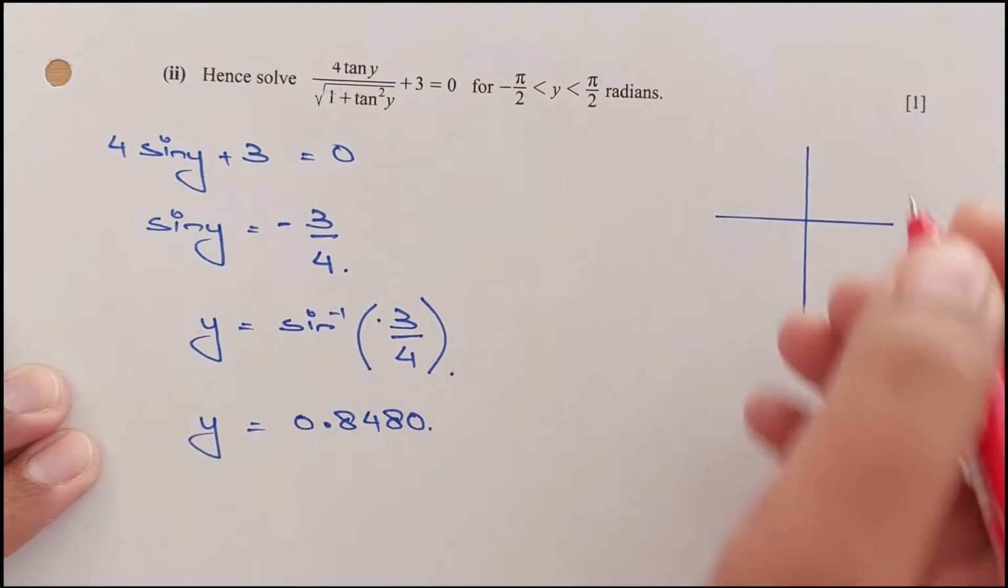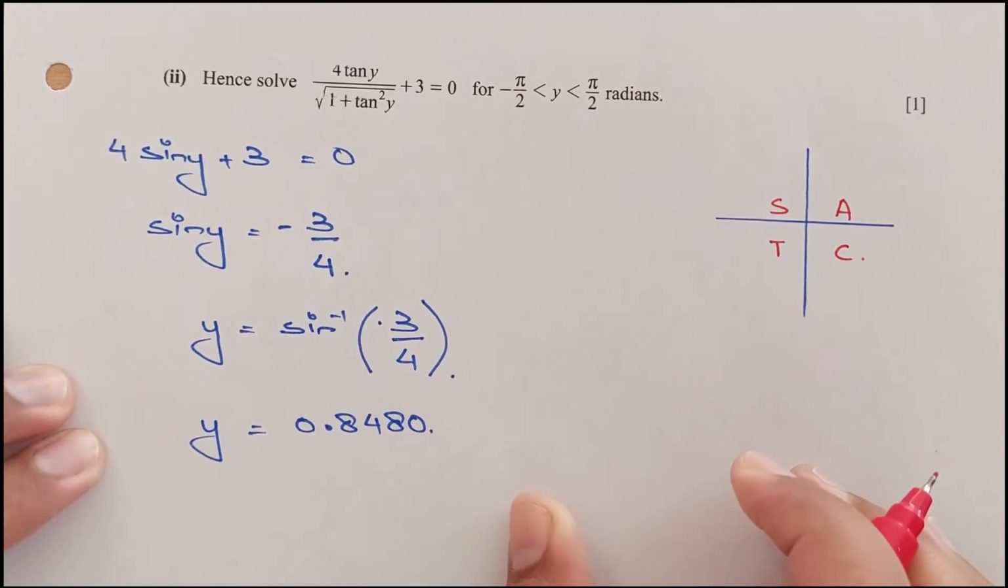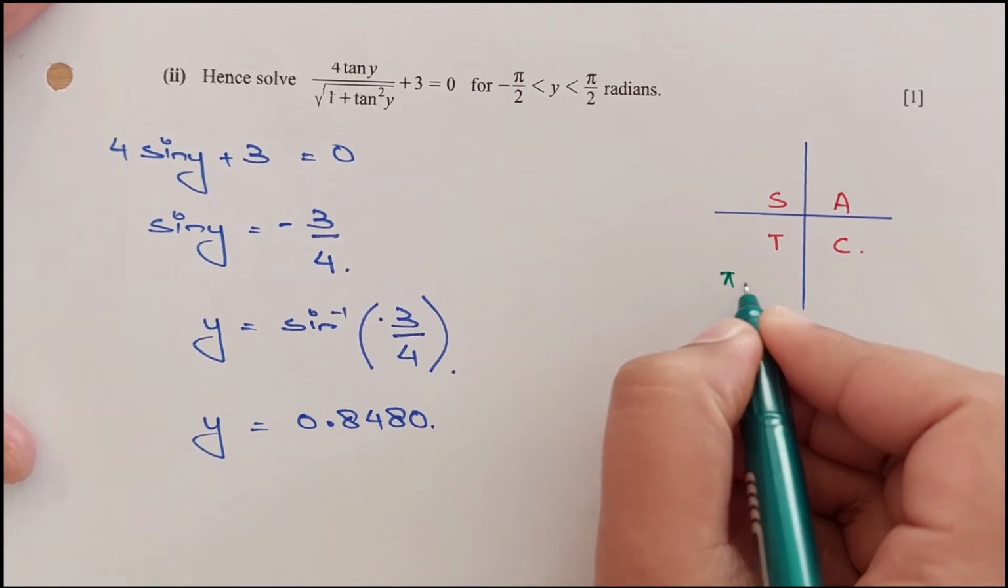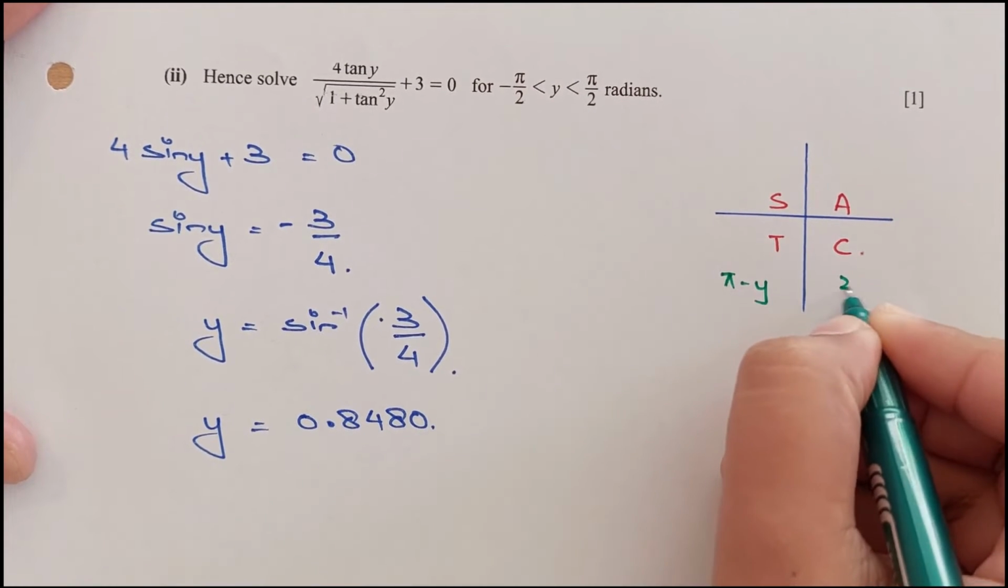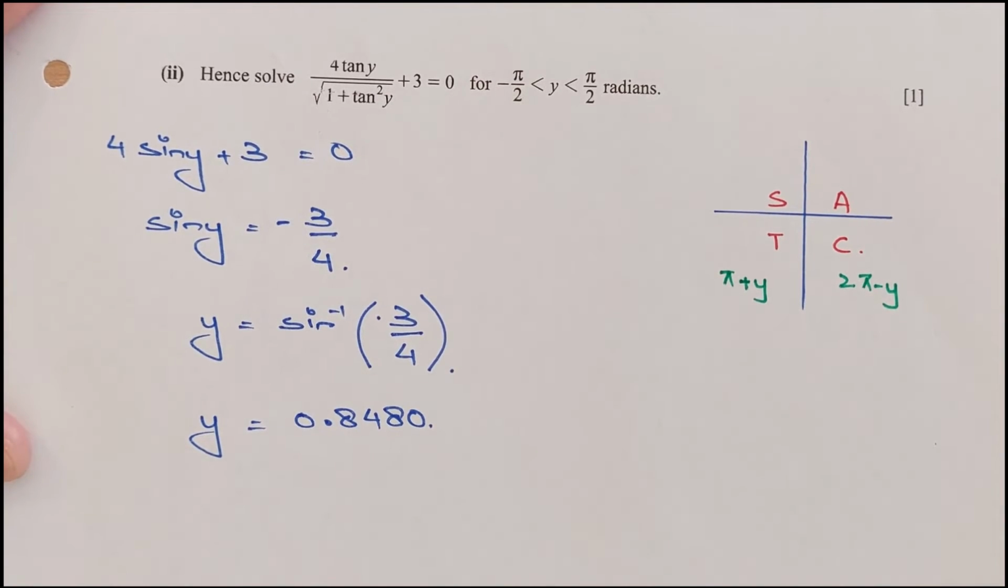So here we have A, S, T, and C. Sine is positive in the first and second quadrants. It is negative in the third and the fourth quadrants. So for the third quadrant, we do pi plus the y value, and here we do 2 pi minus the y value, right?